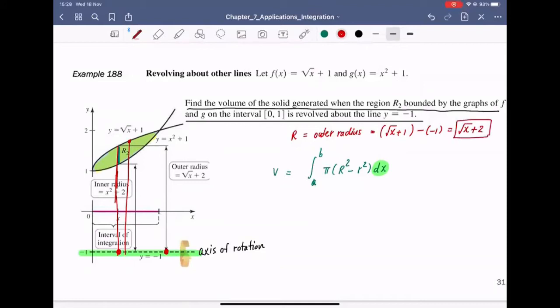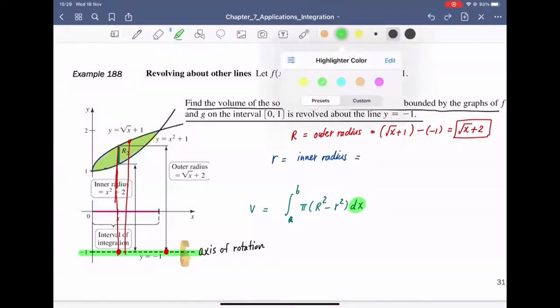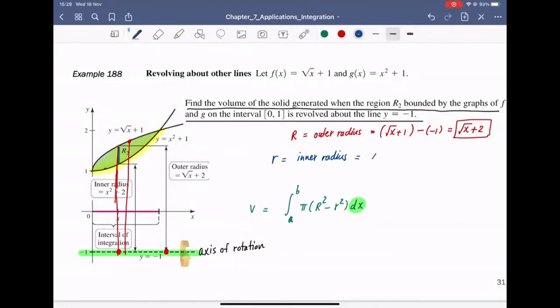Good. So the inner radius, all right, I need more space. So going down. The inner radius, small r. Well, you can see from the picture now that the inner radius is going to be this curve, the one that I highlight in yellow. This is going to be the top one for the inner radius. That means now you do x squared plus 1 minus -1, because -1 is your bottom curve, and that is x squared plus 2.